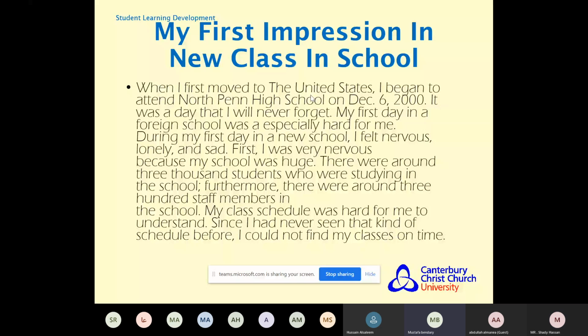First, I was very nervous because my school was huge. There were around 3,000 students studying in the school. Furthermore, there were around 300 staff members in the school. My class schedule was hard for me to understand, since I had never seen that kind of schedule before. I could not find my class on time.